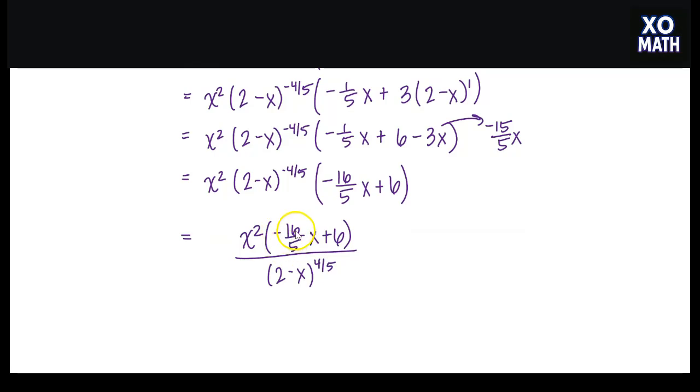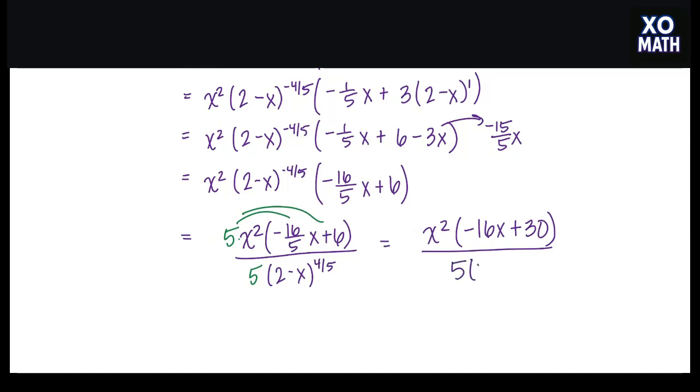So in order to get rid of the 16 over 5, I'm going to clear fractions by multiplying the numerator and denominator by 5, since that's like multiplying by 1. And then I'm going to distribute the 5 into the factor over here that involves the fraction negative 16/5. So I'm going to distribute that in, and I will be left with the x squared in the front, negative 16x plus 30, all over 5 times the quantity 2 minus x to the positive 4/5.